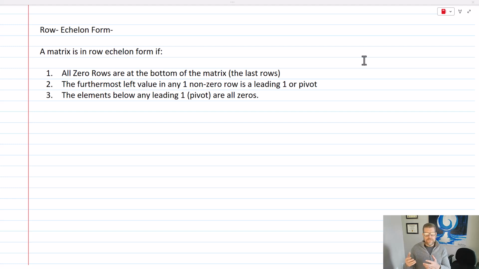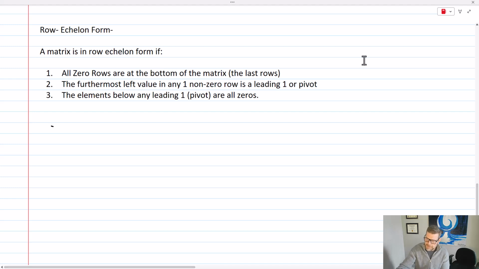The row echelon form is as follows. 1, all 0 rows will be at the bottom of the matrix. A 0 row is a row that's made up of only zeros, no other values other than 0 in the row. 2, the furthest most left value in any one non-zero row is a leading 1 or a pivot. 3, the elements below any leading 1 are all zeros.